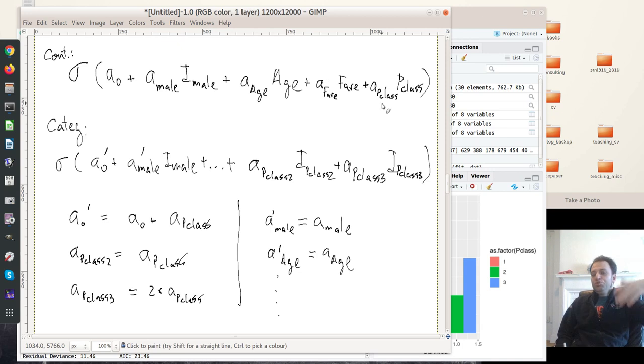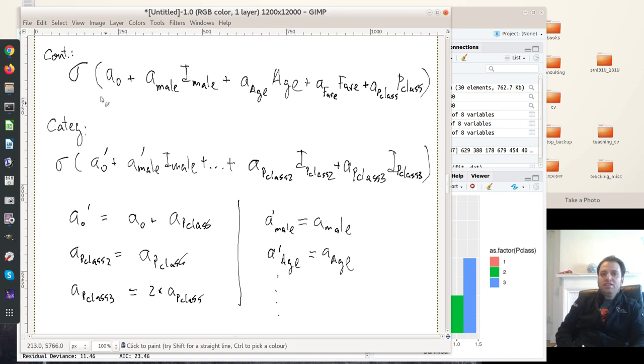And then if you switch them from second class to third class, then the probability is going down again, because this is negative. And then if this is positive, then it's the other way. Then the higher the class, or the higher up in first, second, third you go, the larger your probability of survival.